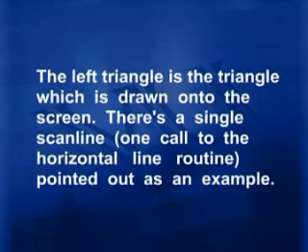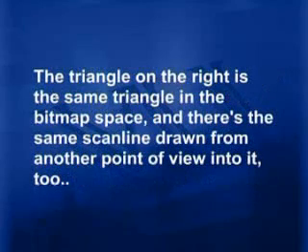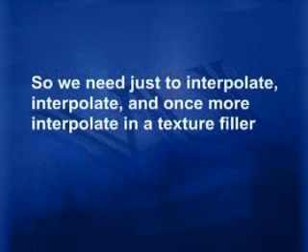single scan line which is kind of a one call to the horizontal line routine that we have already talked about, pointed out as an example. The triangle on the right is the same triangle in the bitmap space, and there is the same scan line drawn from another point which is going to make the same bitmap appear onto our triangle. So we need just to interpolate, and once more interpolate in a texture fill.